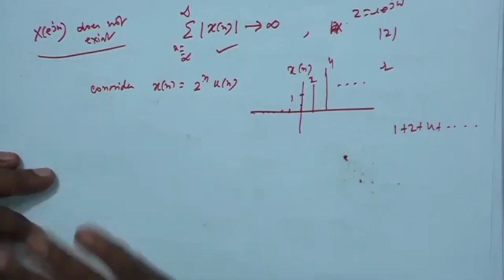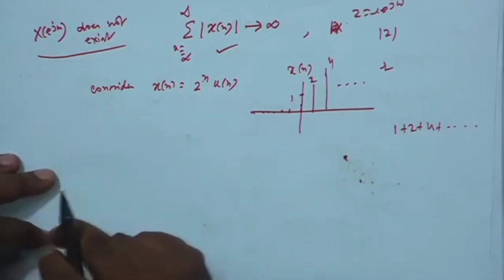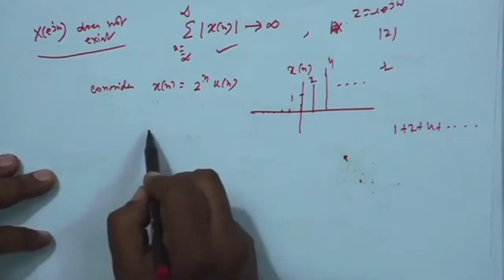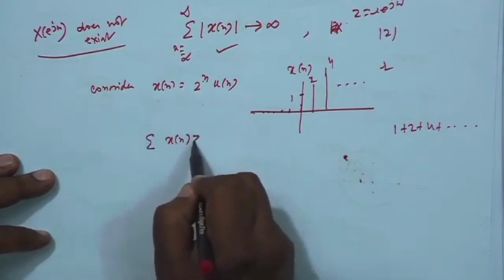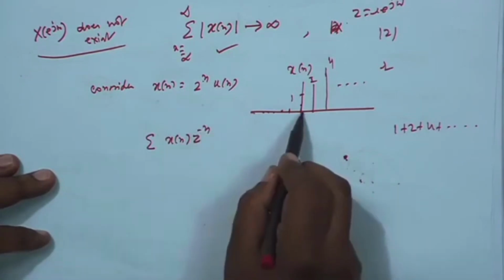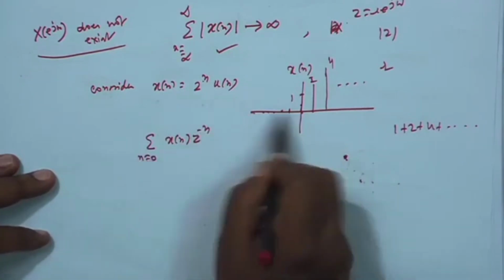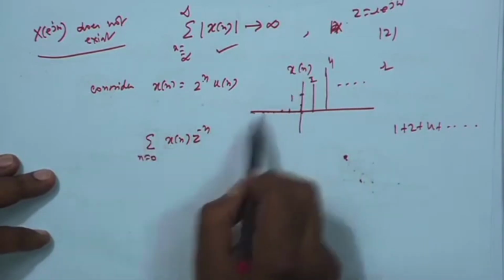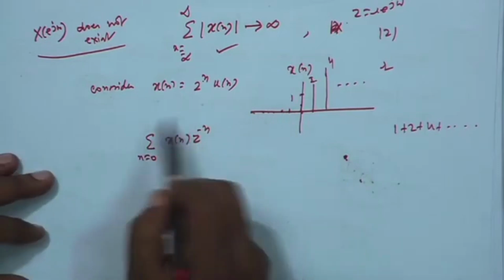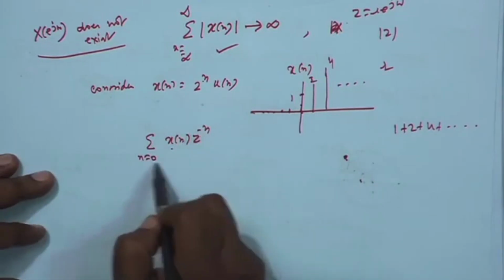So, for this, the DTFT actually does not exist, but if I take the Z transform, you see, x n z to the power minus n, here n can start from 0 because values to the left hand side for x n are 0. So, 0 times z to the power minus n makes no sense, because 0 times this is 0. So, I do not consider them.